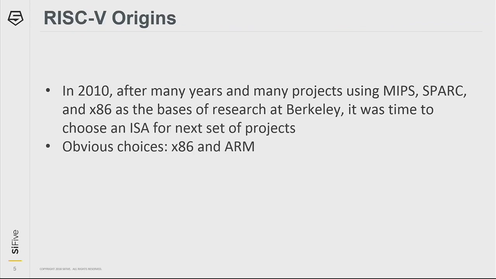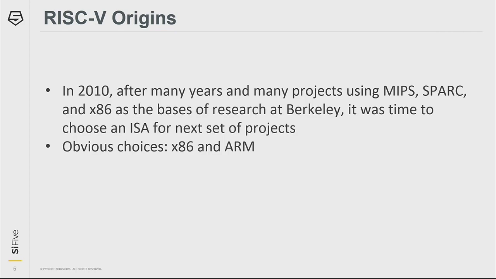Back in 2010, a couple of research projects we were working on at Berkeley were winding down. We were building a mini-core FPGA-based simulator based around the SPARC V8 ISA and a high-performance vector accelerator based upon a lightly modified MIPS, basically like MIPS32 minus branch delay slots and some other stuff like that. And since it was time to start a new batch of projects, we wanted to unify around a single ISA.